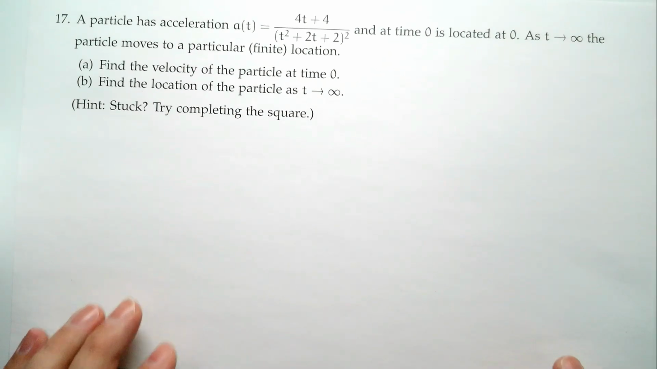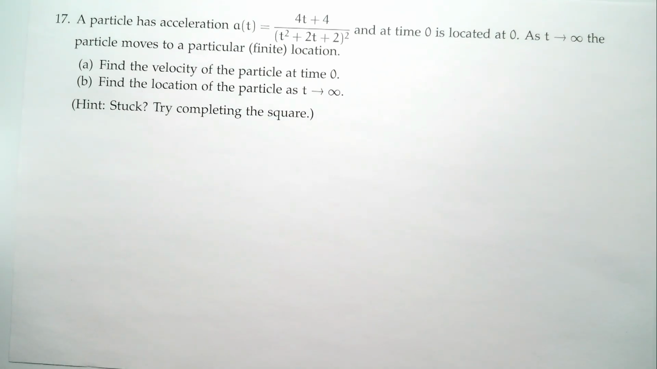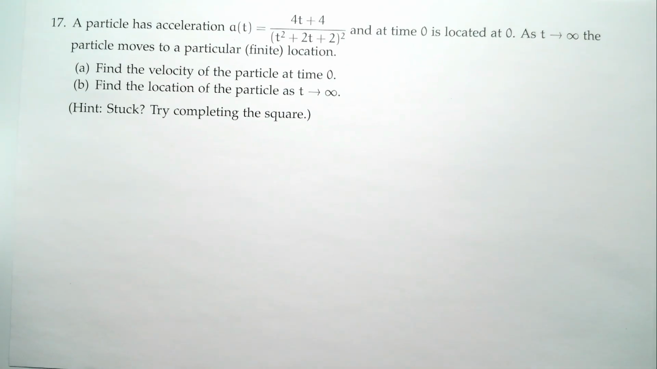All right. A particle has acceleration a of t equals 4t plus 4 divided by the quantity t squared plus 2t plus 2, squared. And at time t equals 0 it is located at 0. As time heads off to infinity, the particle moves, but not very far. It's going to move to some finite location. Part A says find the velocity of the particle at time 0. And part B, where is it moving to as time goes to infinity?